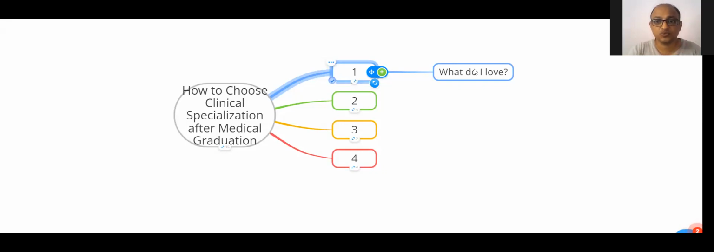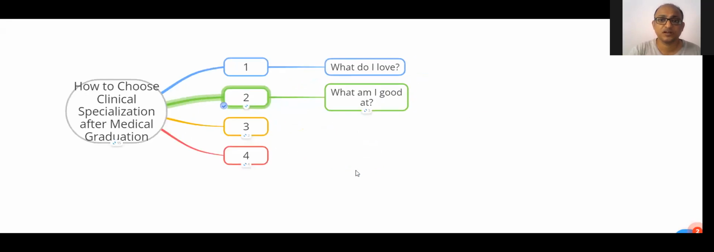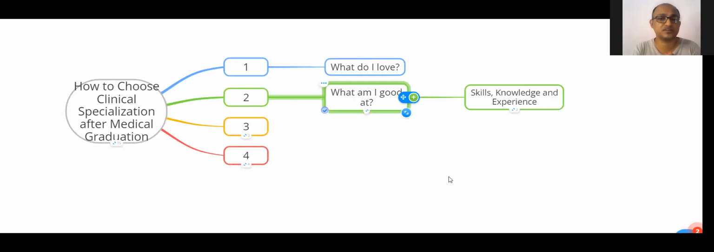Let's move to the next question, which is, what am I good at? You need to answer this question. You can answer it based on these three parameters: what are the skills, knowledge, and experiences that you are good at? So you have to consider, are you good at the medical side or the surgical side? Are your diagnostic skills better?